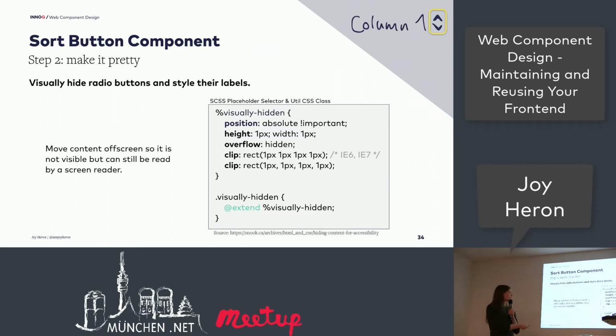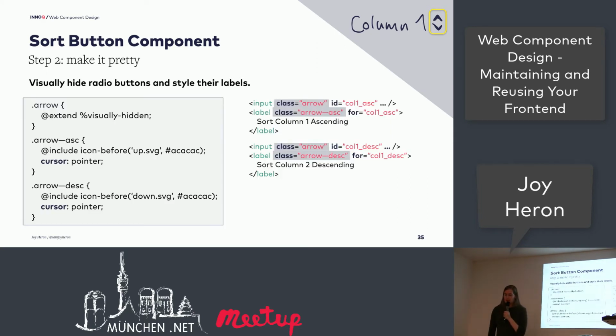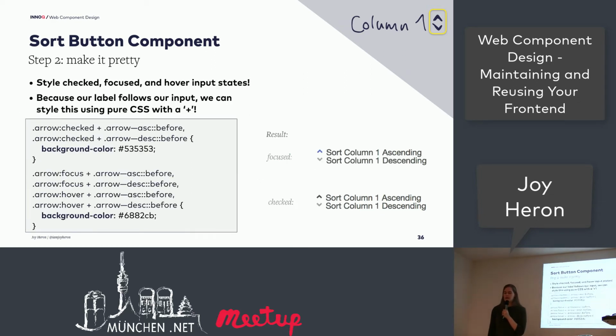So what this does is that it moves the content off screen. So it's still available to the screen reader, but you don't visually see a radio button. And then what I can do is that I can visually hide my radio buttons, and I can style the labels to add an arrow in front of them, which looks like this. And I can add styling for the different states of my radio button.